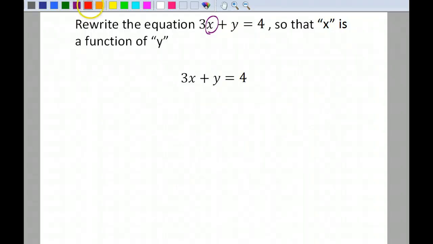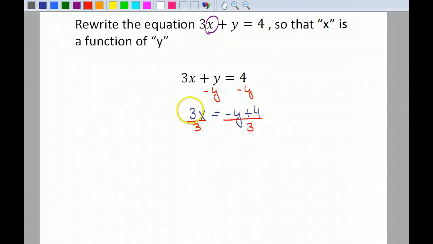Okay, so when we do this one, we're trying to get x by itself. So we're going to subtract y from both sides. So now we have 3x is equal to negative y plus 4. Well, x still isn't by itself. Who's in the way? 3. So I'm going to divide both sides by 3. So now x is equal to negative y plus 4. All of that's divided by 3.